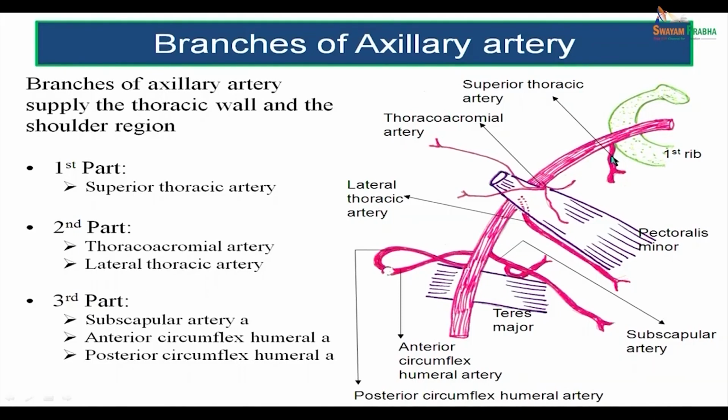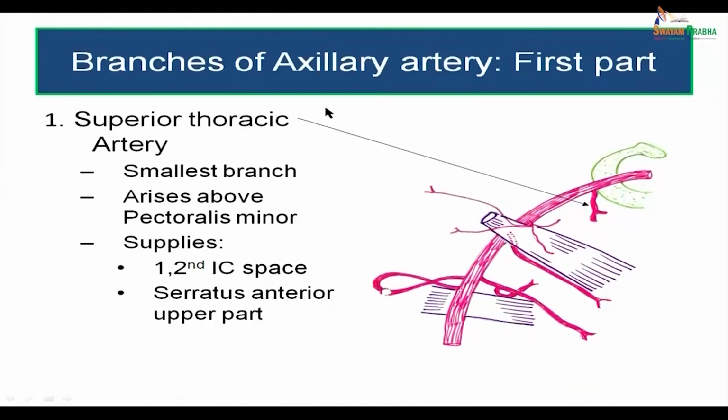Branches from the first part, single branch, superior thoracic artery. Branches from second part, first branch, thoracoacromial artery, second branch, lateral thoracic artery. Branches from third part, subscapular artery, anterior circumflex humeral artery, posterior circumflex humeral artery. Now, we will talk of the branches separately.